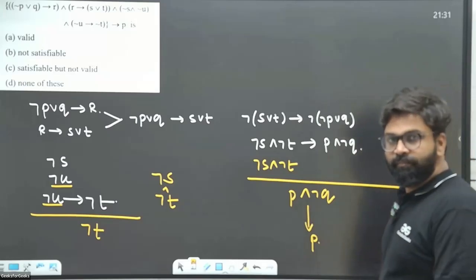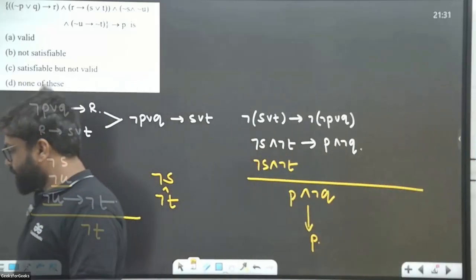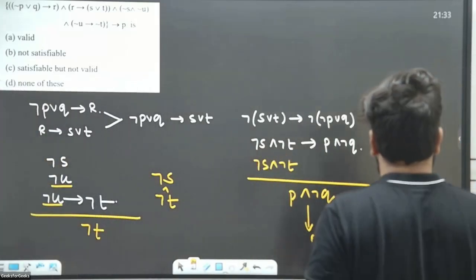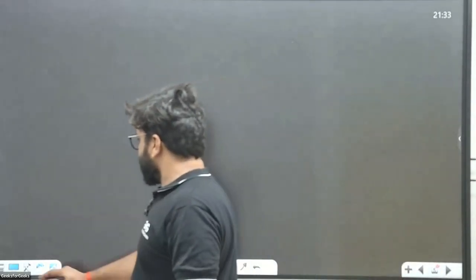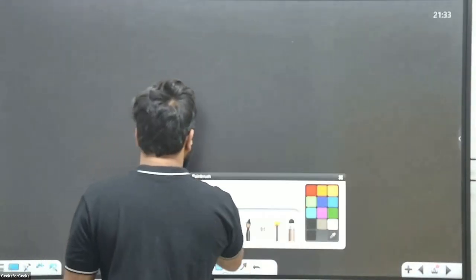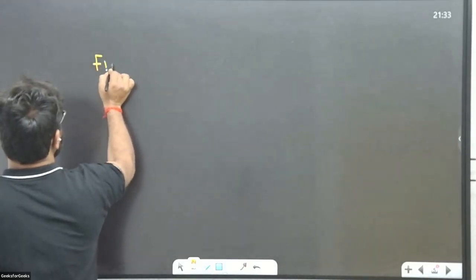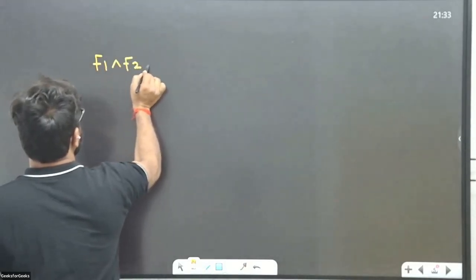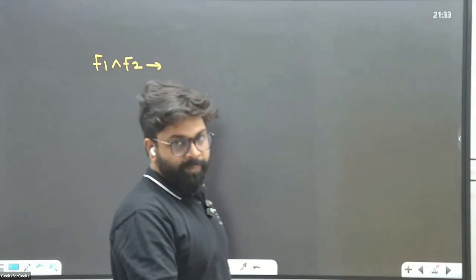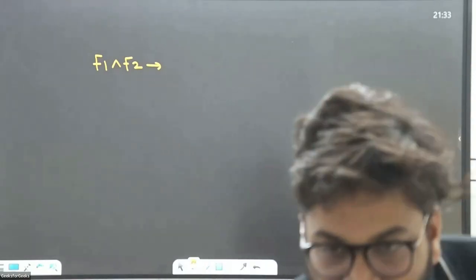Now it is clear to everyone. Divyansh has shared one file, and in that, the question is like this: F1 and F2 implies F3.